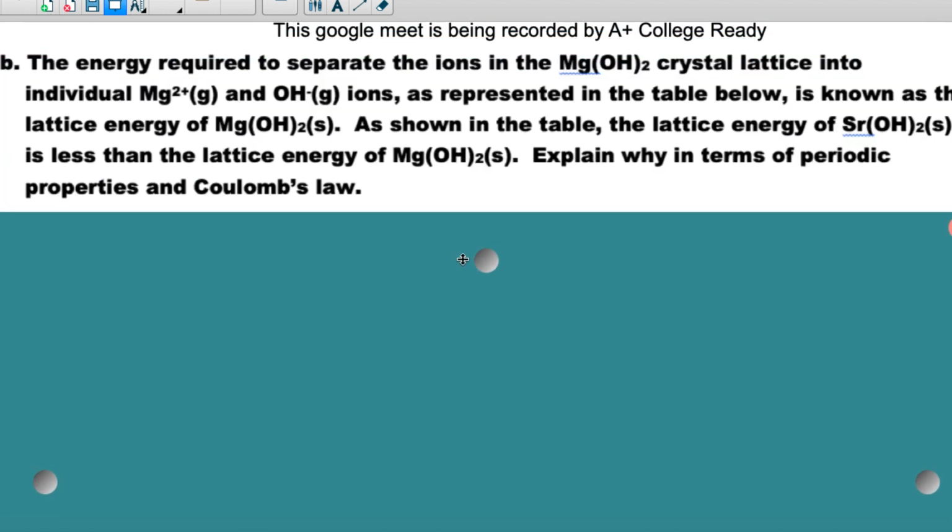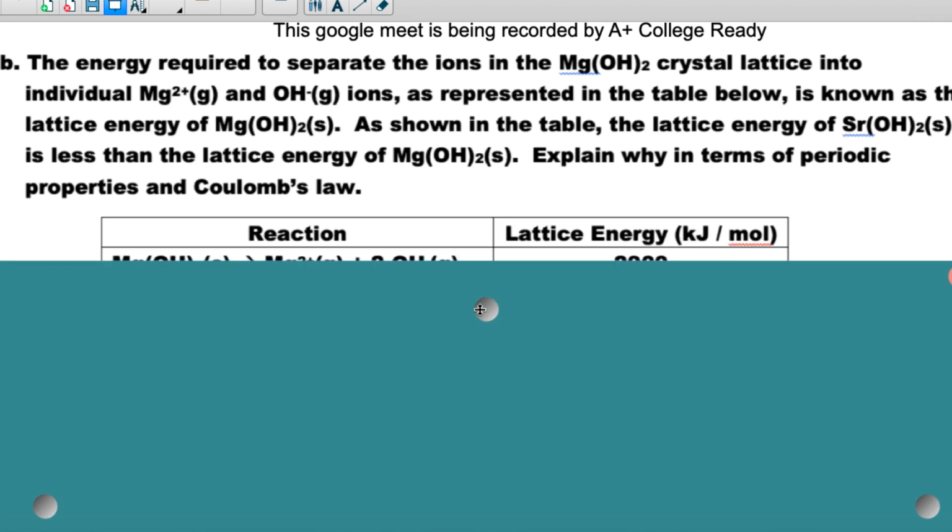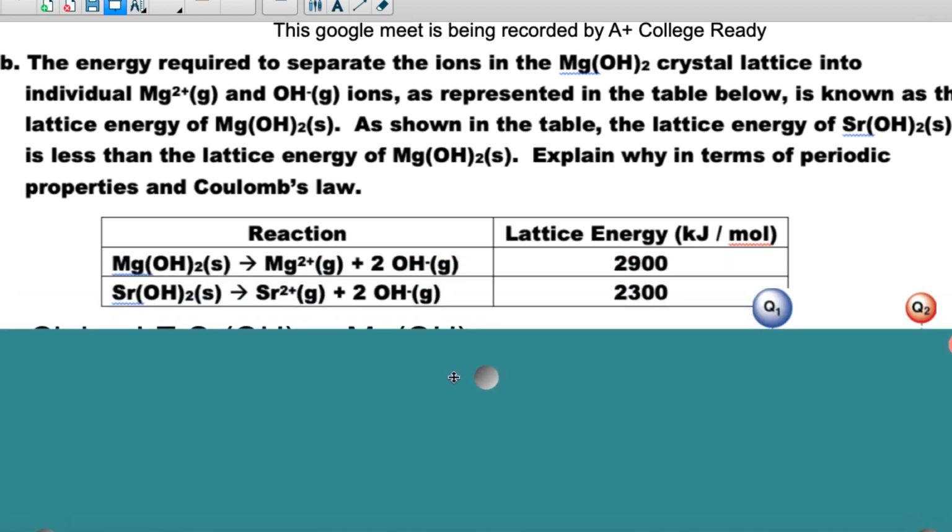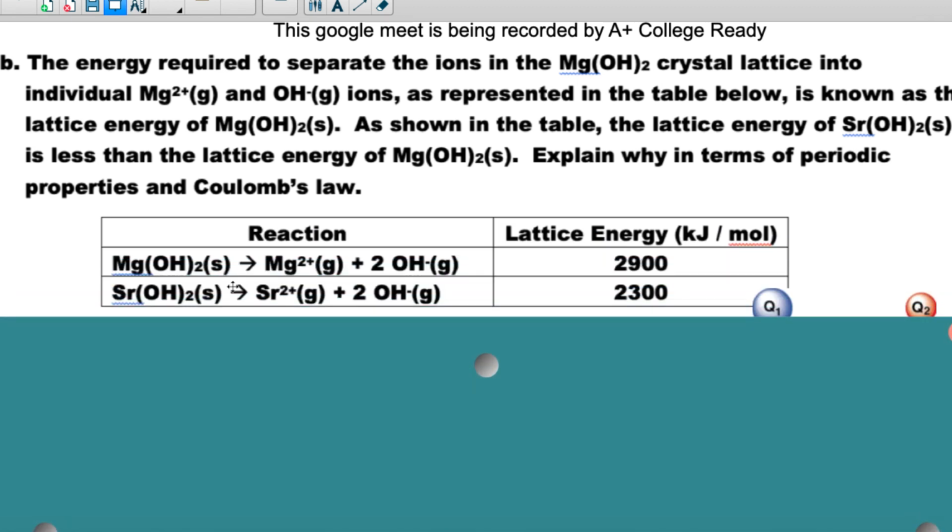There is a part B to this question, and I just wanted to show you how the AP exam will give you something like Ksp and then ask you to do a little bit more with it. So we've just talked about the solubility of Ksp, and they gave you this value in here of the lattice energy of magnesium hydroxide and strontium hydroxide. Explain why in terms of periodic properties and Coulomb's law.